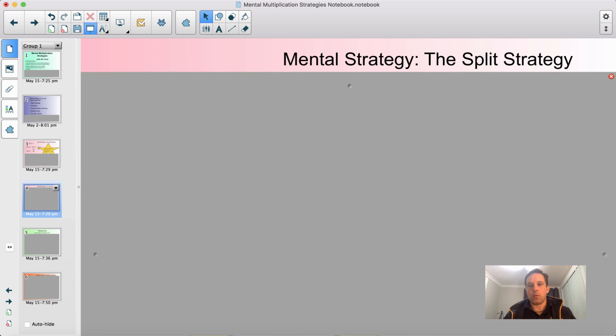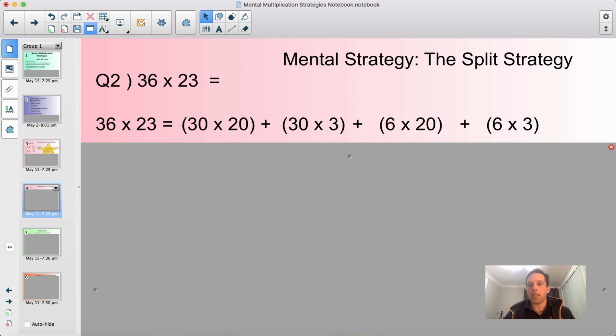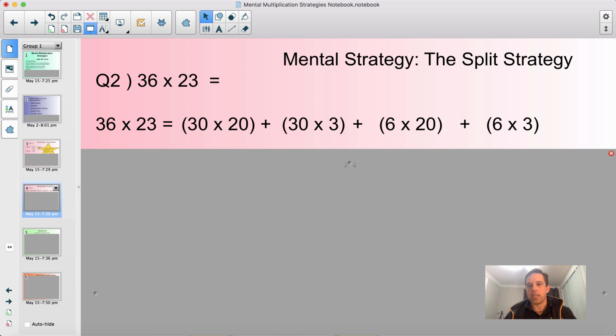Here's a second example. So my question is 36 times 23. Slightly more challenging because it has 2 digits on each side. So I'm going to split this up. 36 times 23 is equal to saying 30 times 20 plus 30 times 3 plus 6 times 20 plus 6 times 3. So I need to find out the answer to each of these parts.